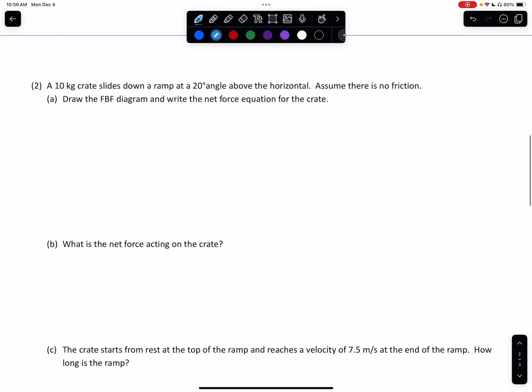Okay. One more problem. Let's see. So this time we have a 10 kilogram crate that slides down a ramp at a 20-degree angle above the horizontal. Assume there is no friction. Draw the free body force diagram and write the net force equation for the crate. All right, I'm again going to start with my triangle. All right, I'm going to put my box on the triangle.